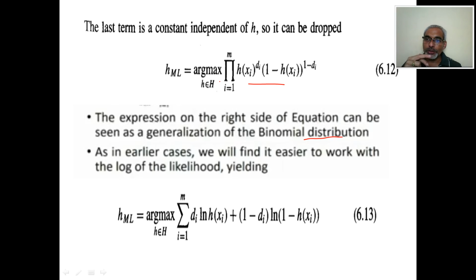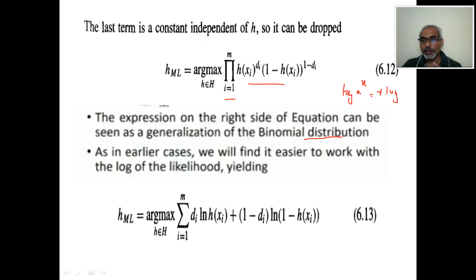So how do you convert it into summation? By applying the logarithm. So now we apply logarithm to this. So h of ML equal to argmax of small h belonging to the set of all hypotheses. Then this product term becomes the summation for i equal to 1 to m, and you are going to apply log to it. So again you have a very famous formula in logarithm: logarithm of a to the power of x. If you apply log to a to the power of x, this can be written as x into log a.